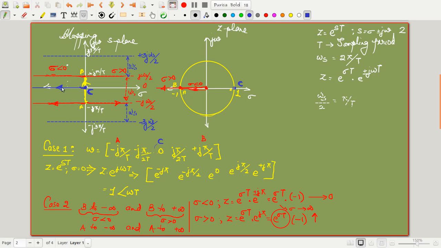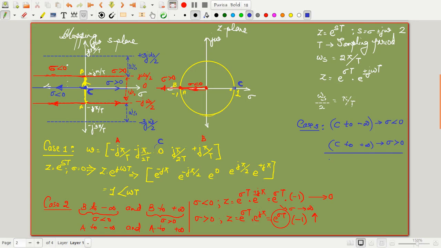So I am walking from C to the left of the imaginary axis, sigma less than 0. Then if I walk from C to the right of the imaginary axis, sigma will be greater than 0. So I have the case 3 here. Case 3: C to minus infinity, sigma less than 0, and C to plus infinity. I will write it near this so that there will be no confusion. This is sigma less than 0. This is sigma greater than 0. For this, how will we get the mapping?